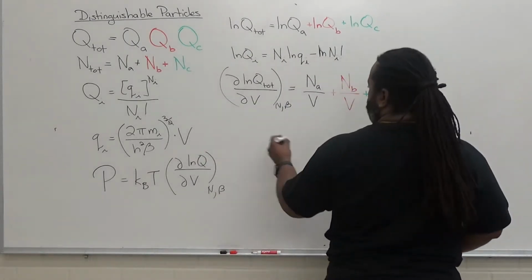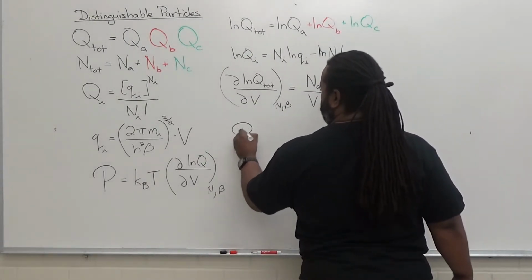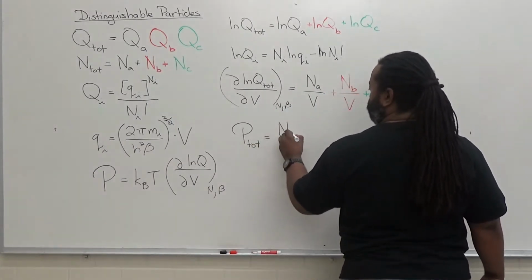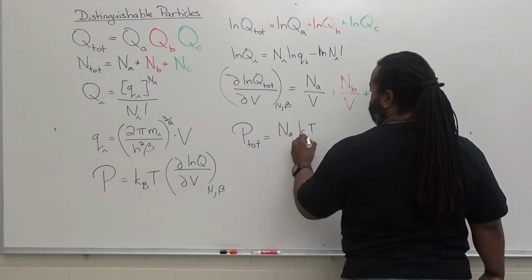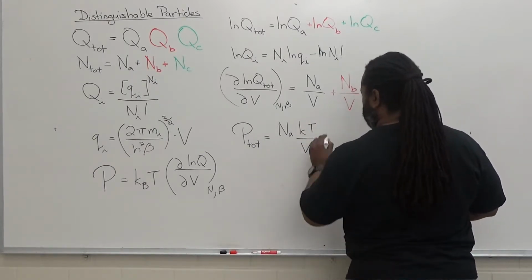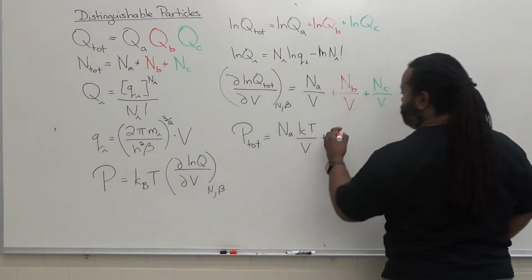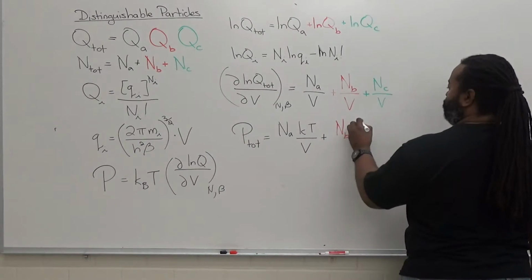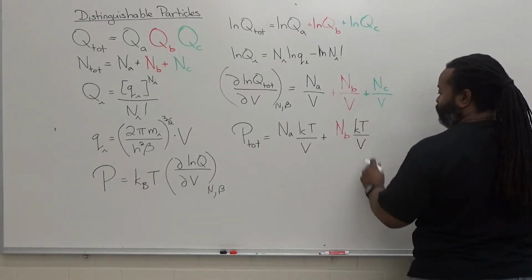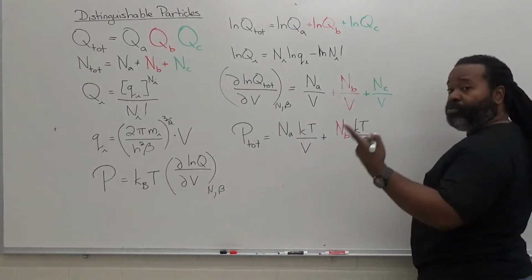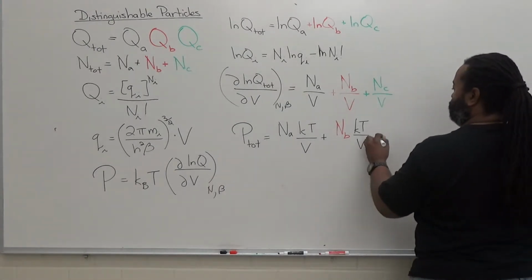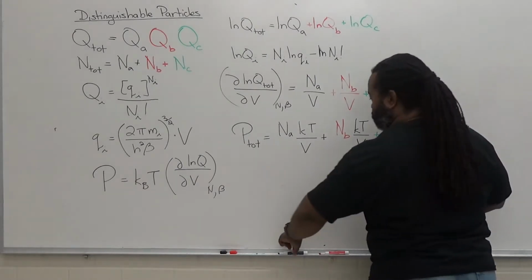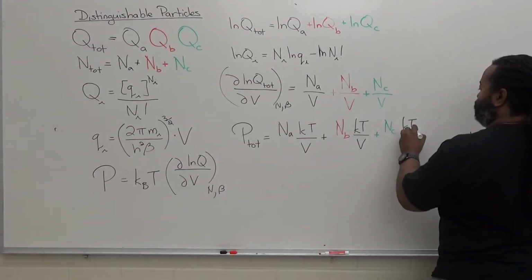So at this point, we can write that our total pressure is going to be particle type A, kT over V, plus particle type B with the same kT over V, plus particle type C times the same kT over V.